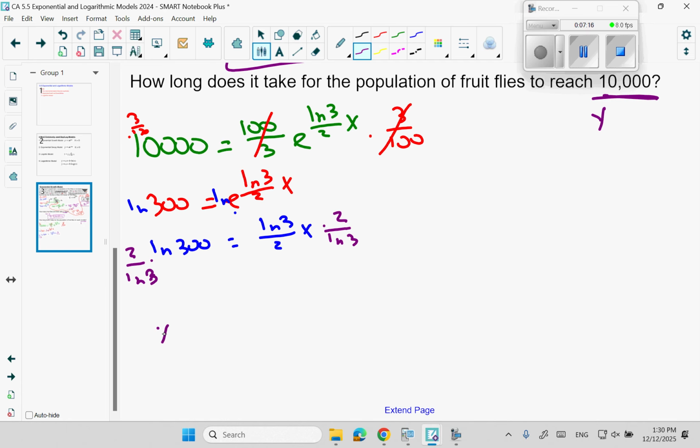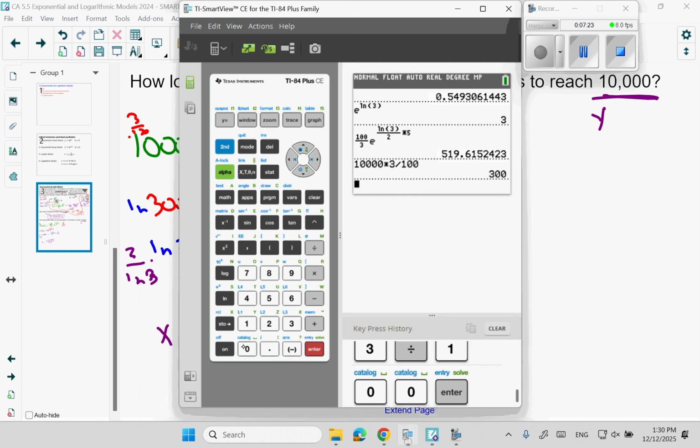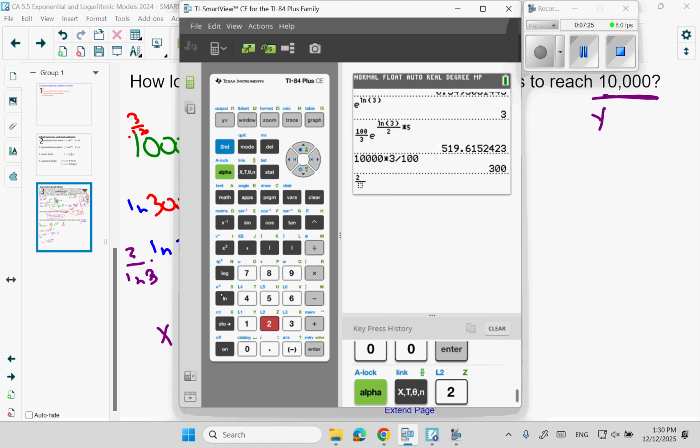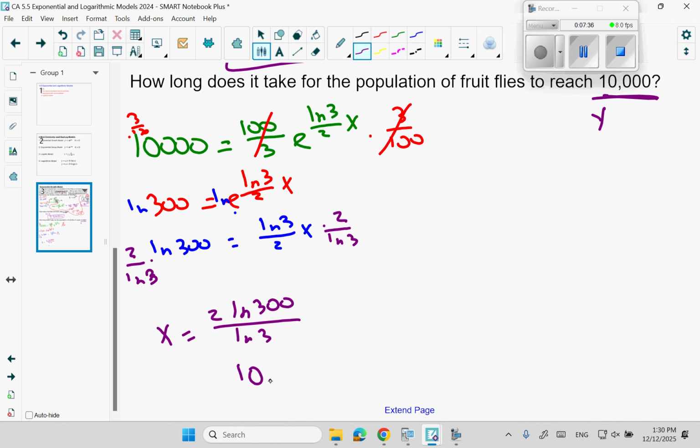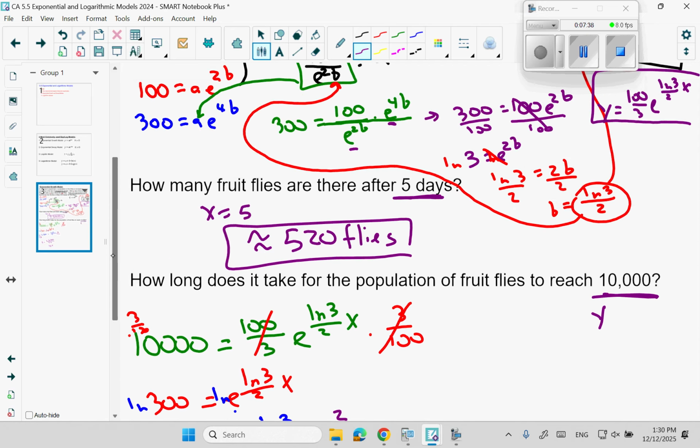So we get that x equals 2 natural log 300 divided by natural log of 3, which I can type right into my calculator. And we get about 10.4 days. 10.4 for these in a matter of days.